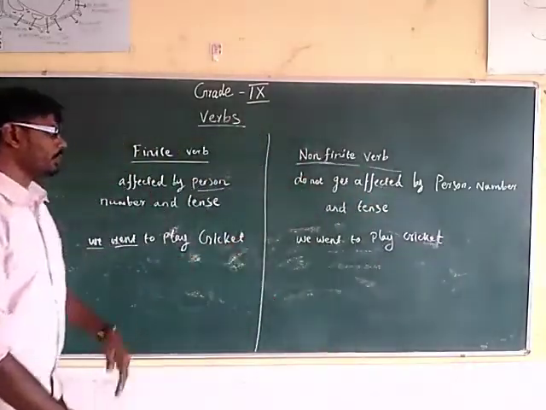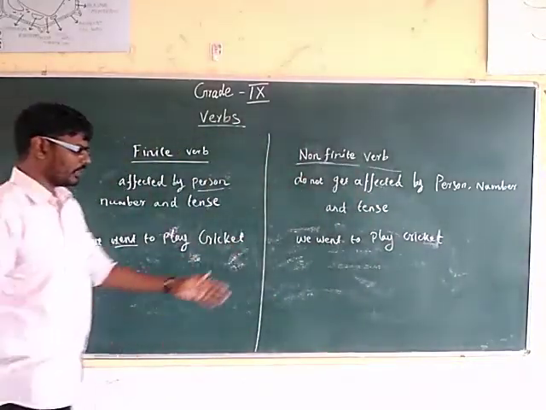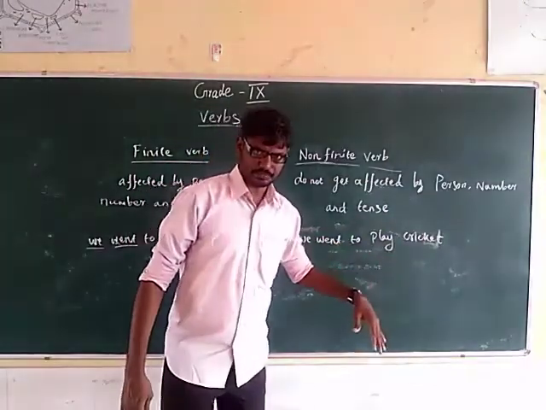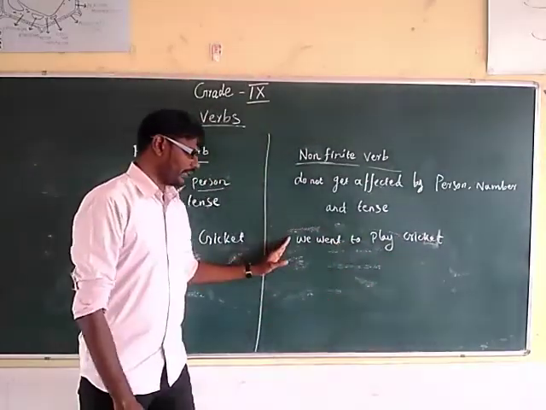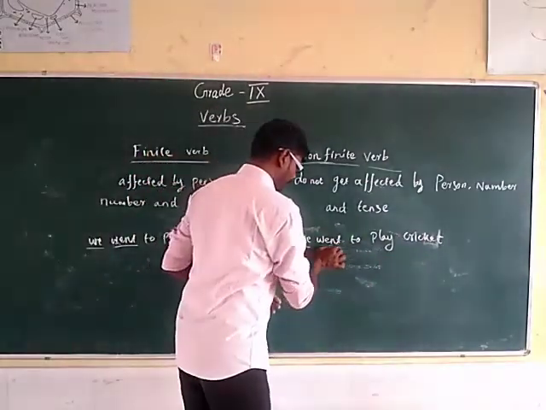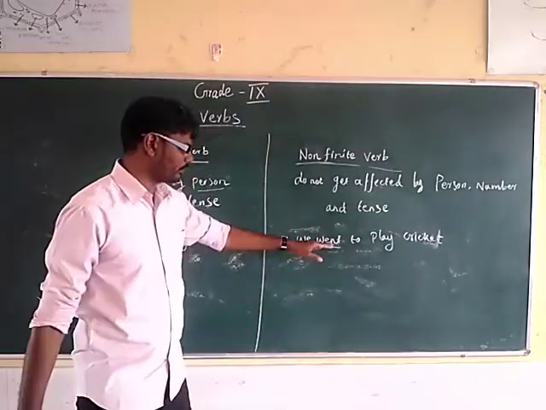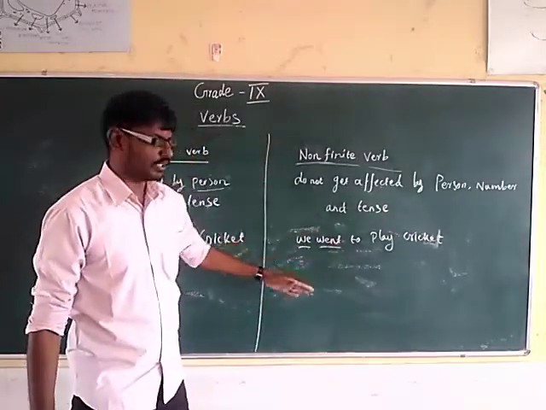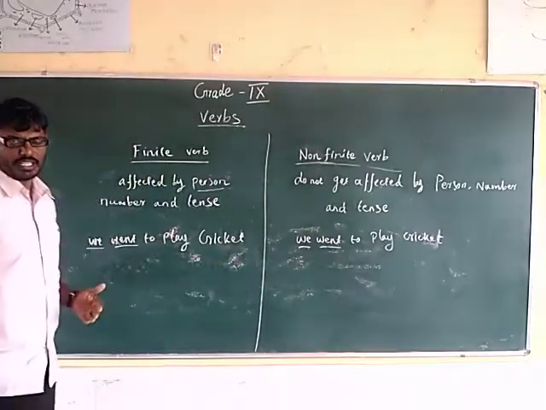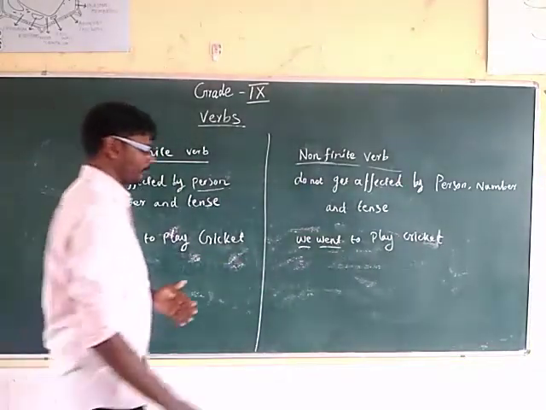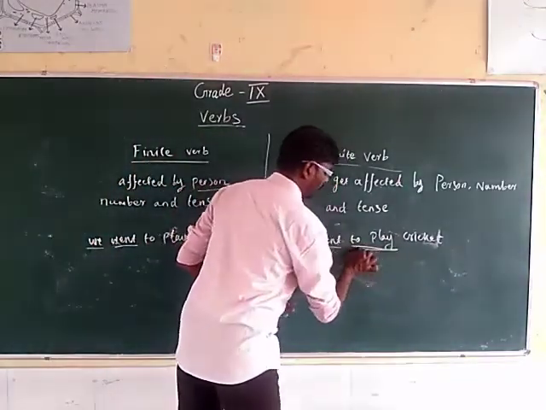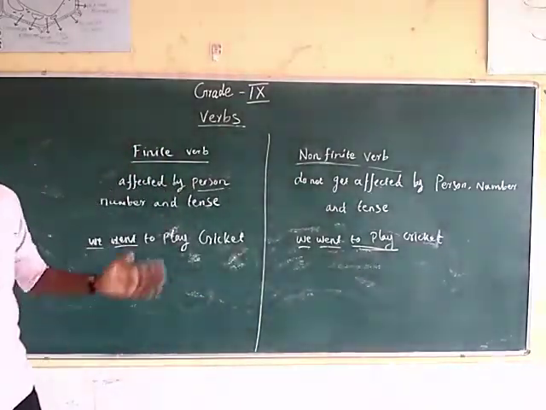We went to play cricket. Again, I have taken the same example. We went to play cricket. We, subject; went, verb. I already told you this is the main verb and also a finite verb. One more verb we have here: to play.